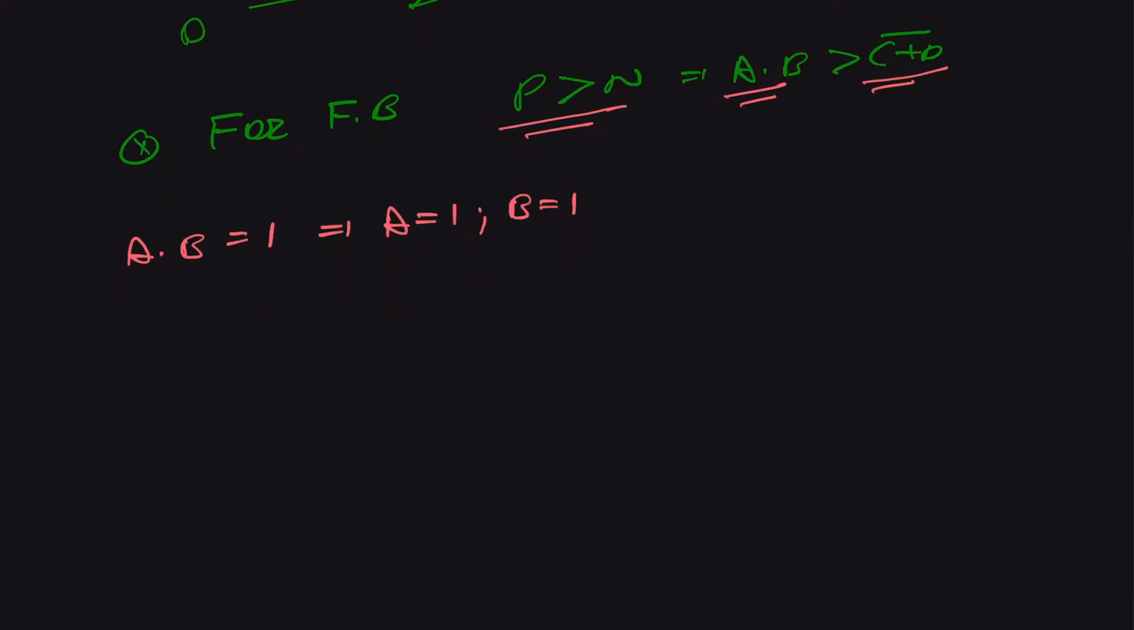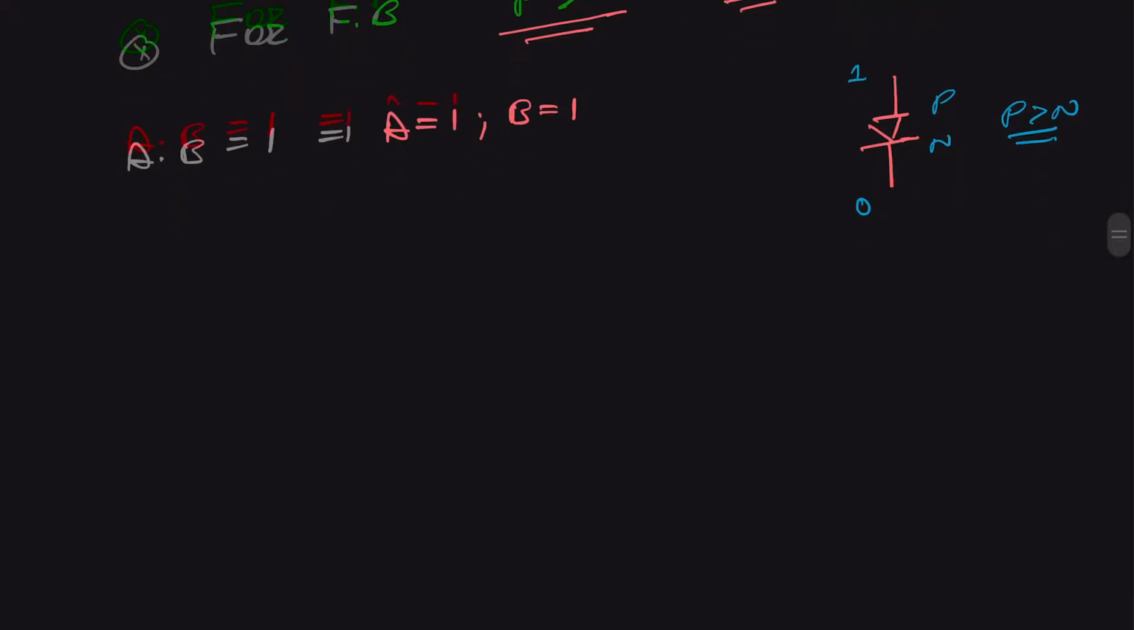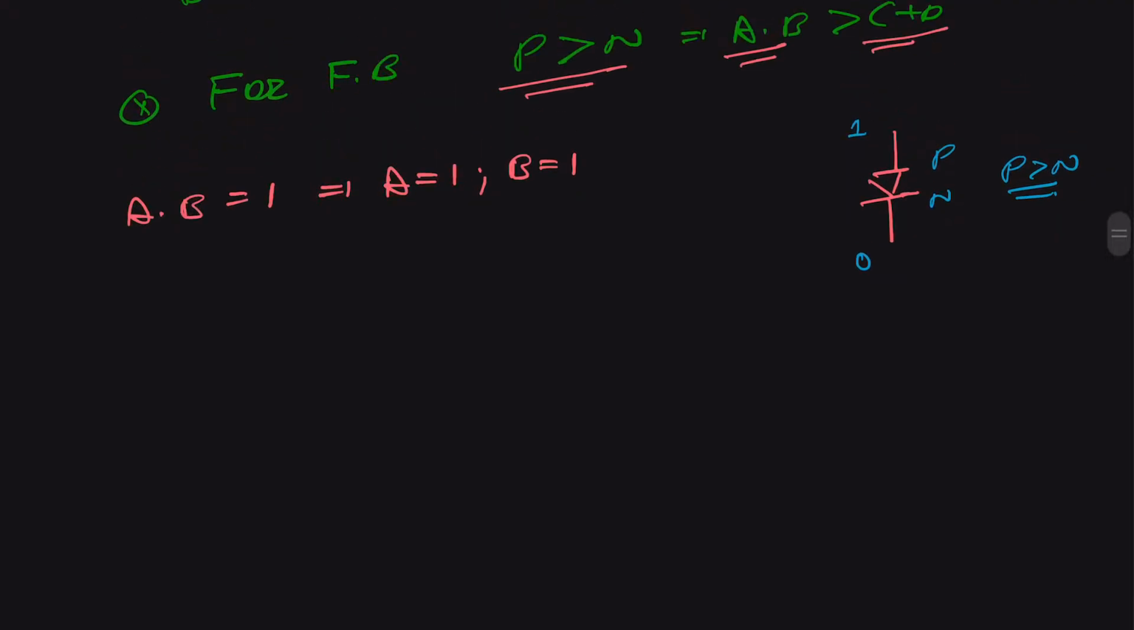And we have to remember that this is our diode, and this is a positive and this is a P type and N type. So here it has to be 1 and this is to be equal to 0. Under this condition only P will be greater than our N. And for our C plus D bar, it should be equal to 0. That is only possible if C plus D is equal to 1.